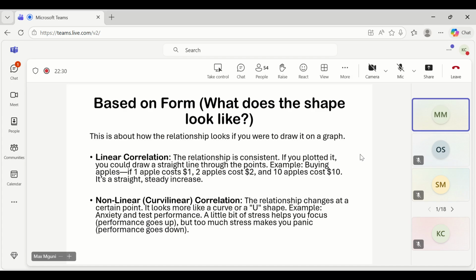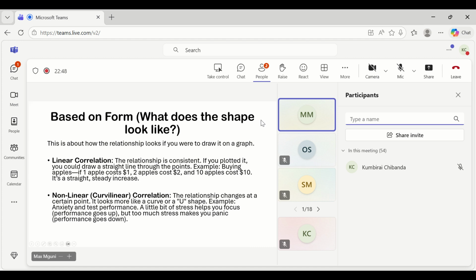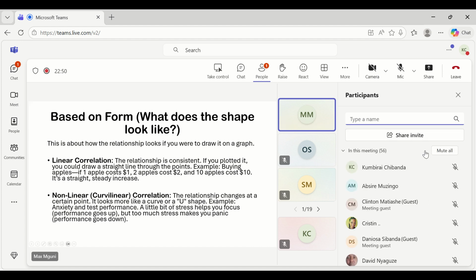But a non-linear correlation, on the other hand, is when the relationship changes at a certain point. It looks more like a curve or a U shape. For example, anxiety and test performance. A little bit of stress can help you focus and your performance goes up. But too much stress can make you panic and your performance goes down.